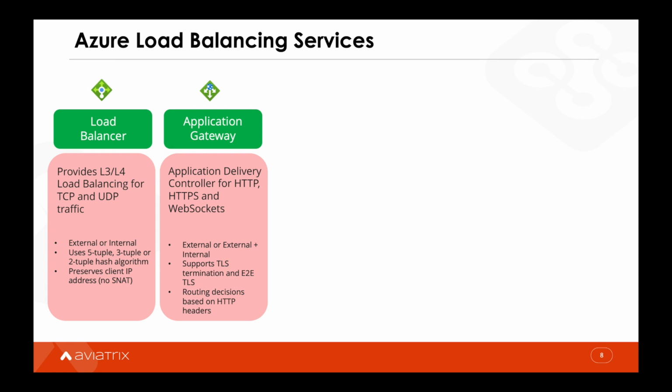It terminates connections from clients and creates new connections to the backend servers. It supports advanced functionalities like TLS termination, end-to-end TLS, and HTTP headers rewrite. And the backends for an application gateway can either be in Azure or on the internet. Application Gateway is a regional construct, meaning it can only exist in a single region and in a single VNet.